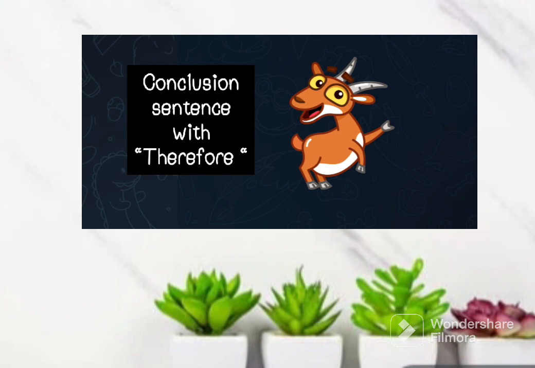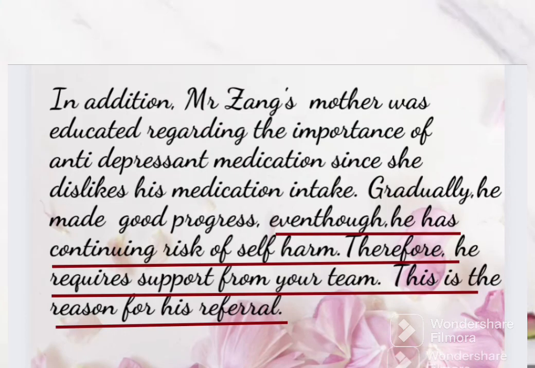The next one, I'm telling you regarding the usage of therefore. Therefore also we have to keep in mind. It is used for active management. Here you can write, gradually he made good progress even though he has continuing risk of self-harm. Self-harm is persisting. Still the patient has some problem with self-harm. Maybe there is a chance for self-harm again. Therefore, he requires support from your team. This is the reason for his referral. Okay, so therefore also we are using for negative impact. There is a problem. Active management is needed.